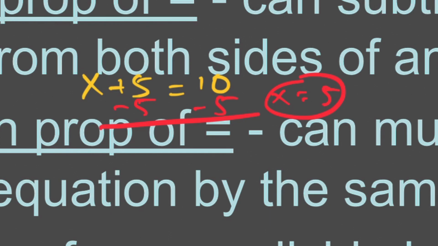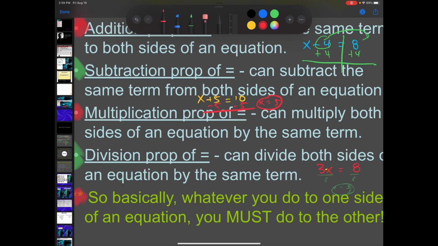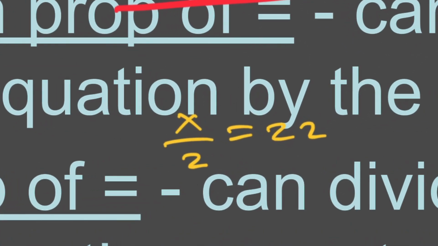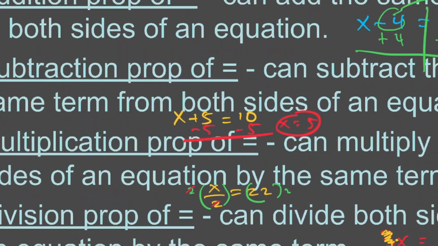How about Ashley? You're going to do multiplication property of equality. Can you tell me what your example is? If I put x over 2 equals, say, 22, class, what would I have to do to get rid of that 2? You would multiply 2 on both sides. This would give us the multiplication property of equality, because in green there, I'm multiplying both sides by 2.